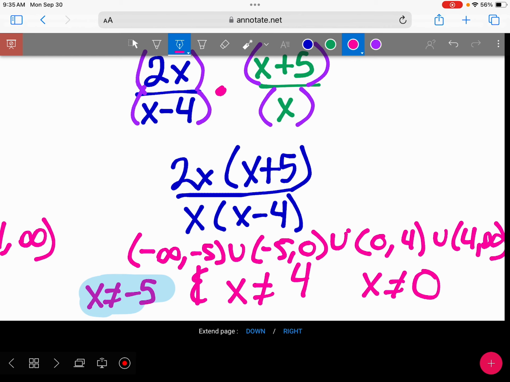You can. There's nothing wrong with multiplying it out. 2x squared plus 10x over x squared minus 4x. Nothing's going to cancel out because we'd have to refactor it to cancel things out anyway. It's not wrong to multiply it out. We just usually leave things in factored form anyway.